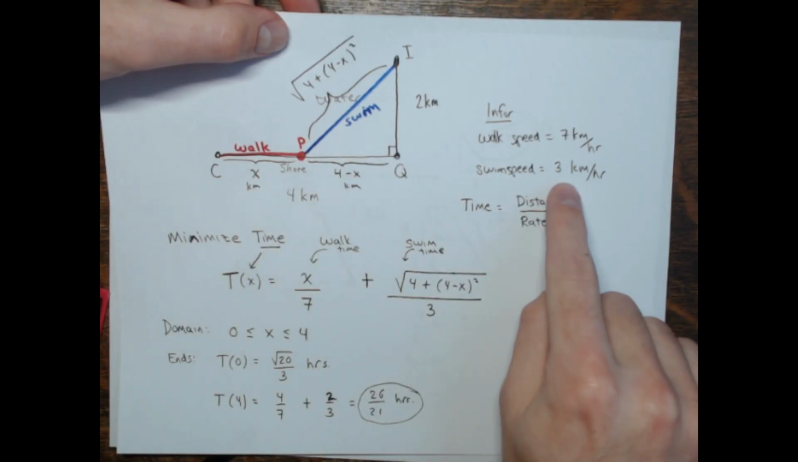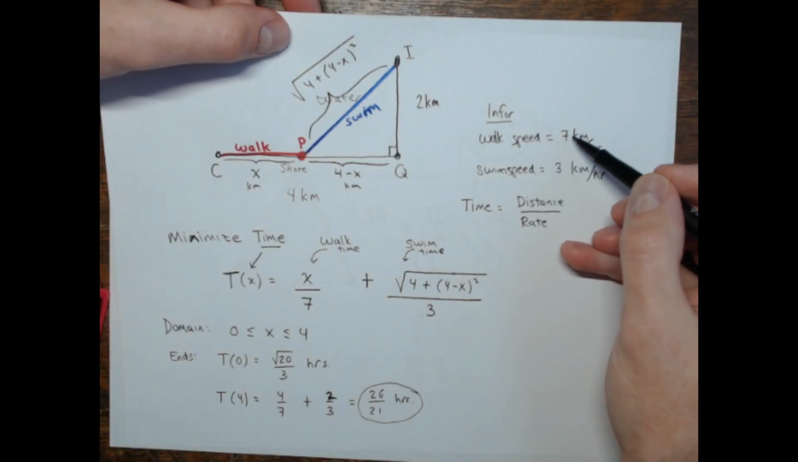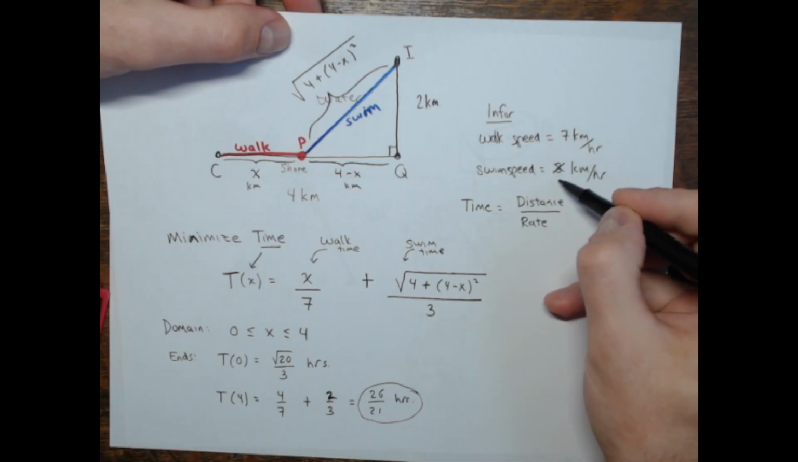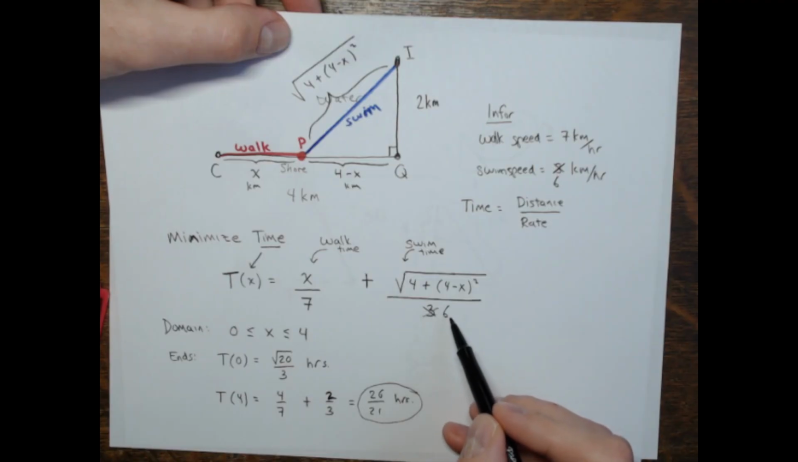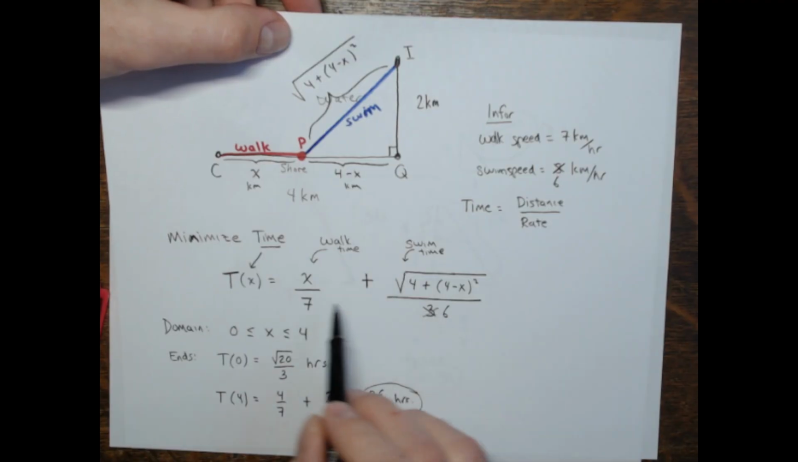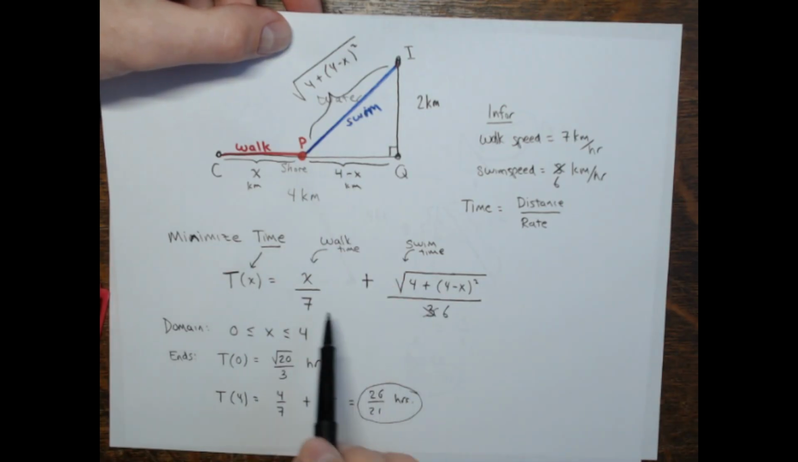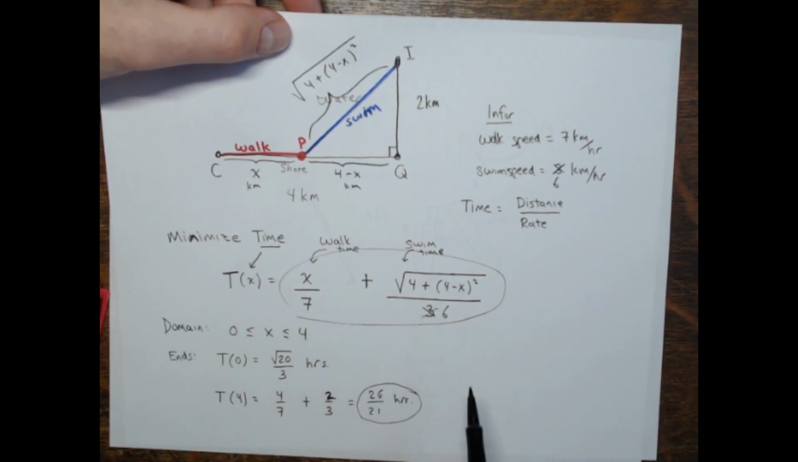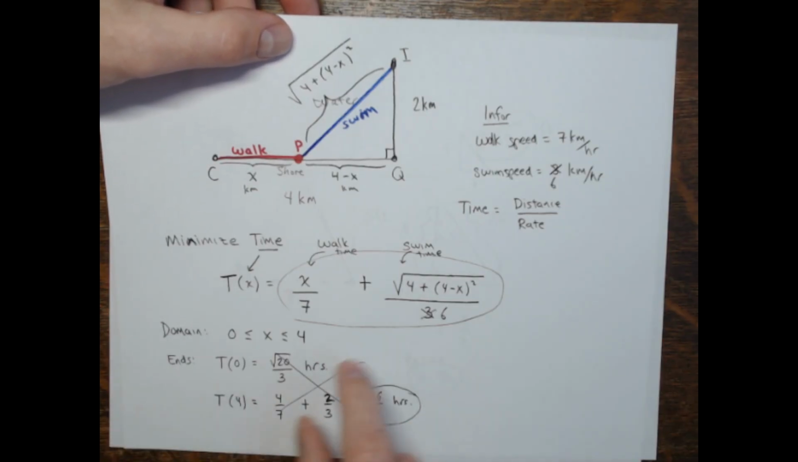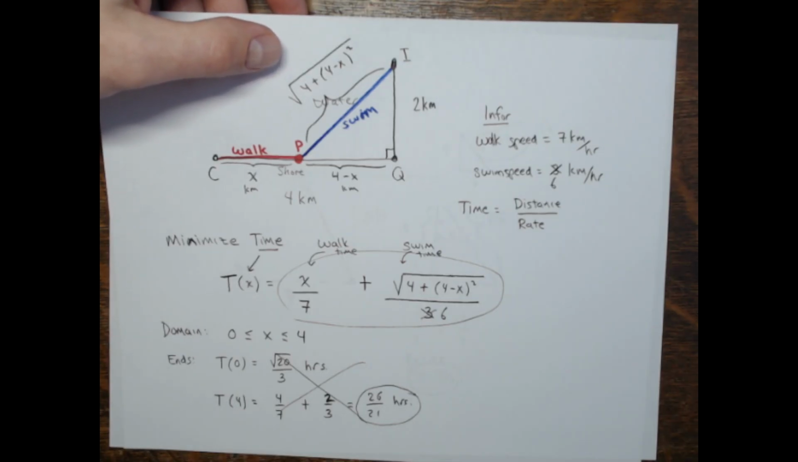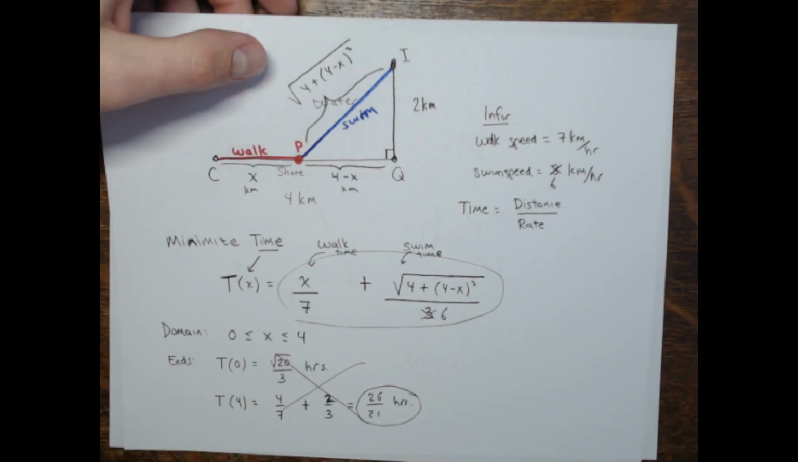The only thing that would change are the speeds. So instead of 7 kilometers per hour walking, well, it's still 7, but the swim speed is now 6. So now this changes to 6 in my time function. So all the stuff I set up for this problem earlier, it's the same time function. Now that of course would change things down here and where the critical point is and all that, but I'm just going to enter this function in Desmos and we'll find our minimal time.